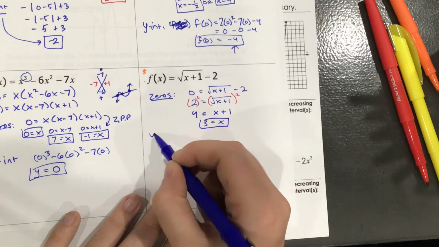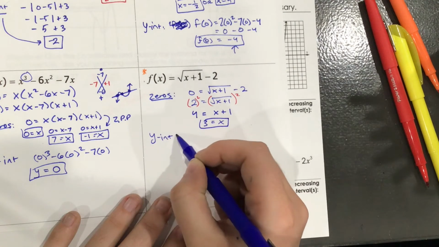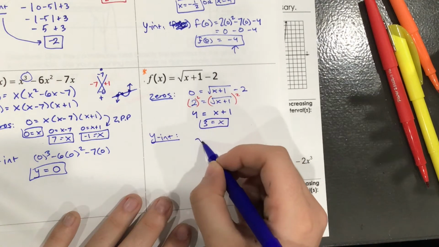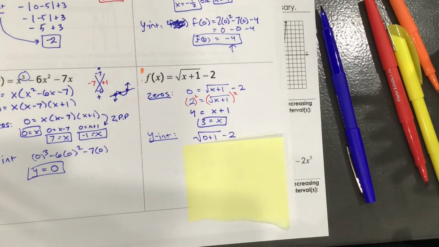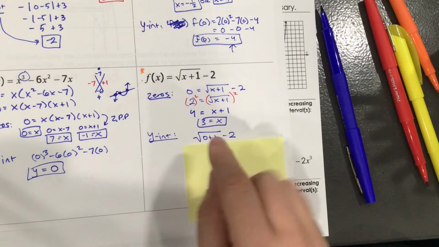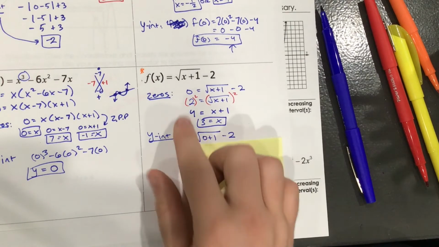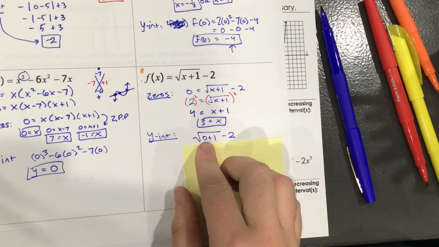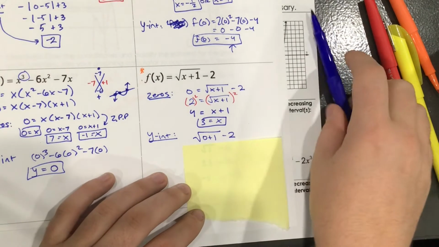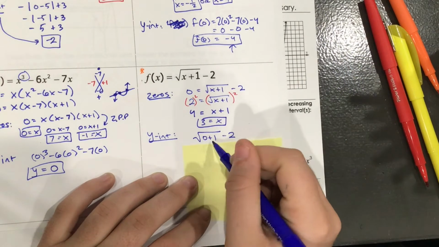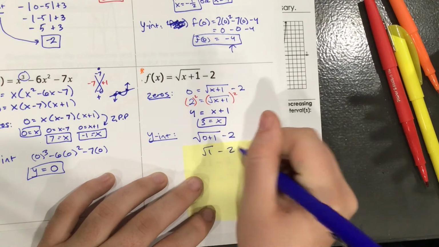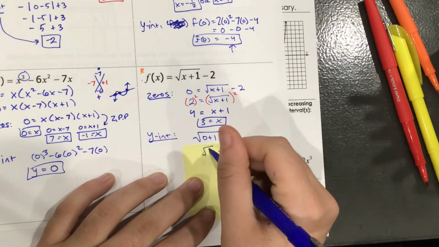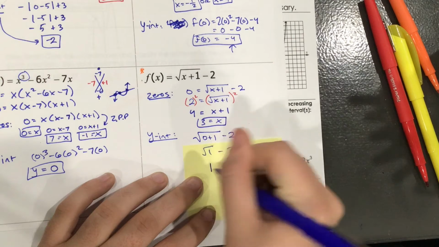Okay, y-intercept. So to find the y-intercept, I'm going to take the square root and plug 0 in for x, and then I'm going to solve through. So square root of 0 plus 1 is square root of 1 minus 2. The square root of 1 is 1 minus 2.